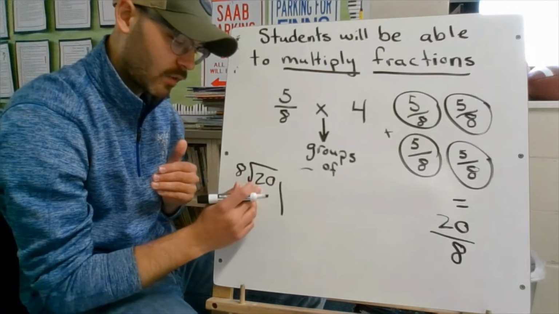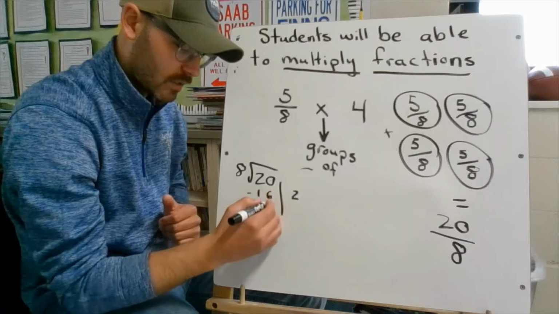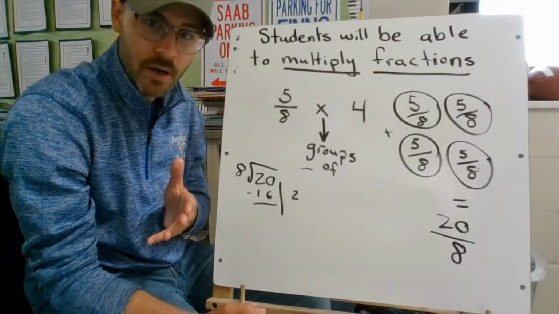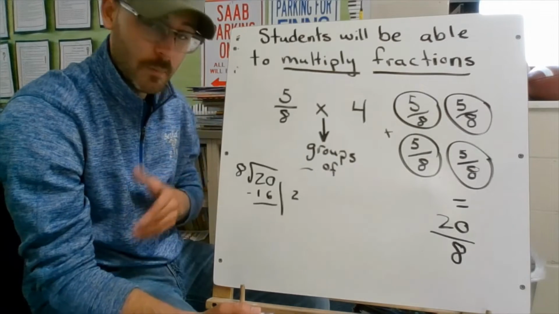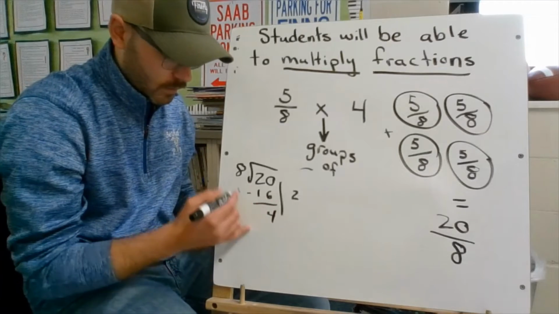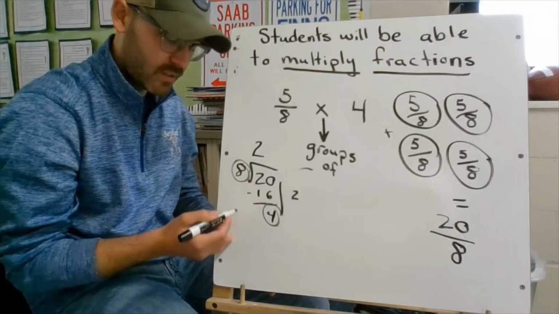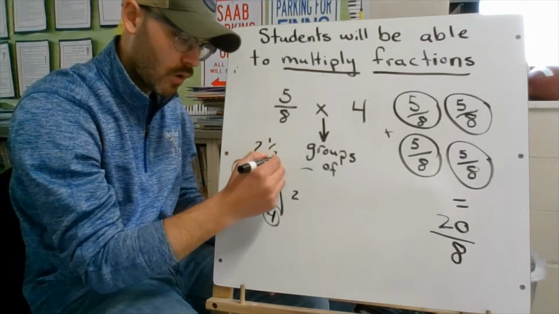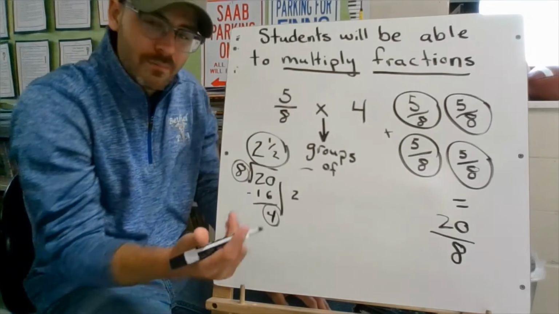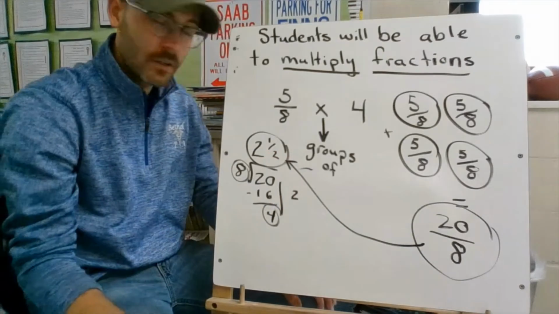20 divided by 8. How many 8s fit into 20? I would say 2. That gets rid of 16. Once again, if you haven't watched my division video I put out, go ahead and look at that one too for little reminders on how to divide or do long division. 4. 8 can't fit into 4, so my answer is 2 and 4/8. And we all know 4/8 reduces to 1/2. So 4 times 5/8, both acceptable answers would be 20/8 or 2 and 1/2.